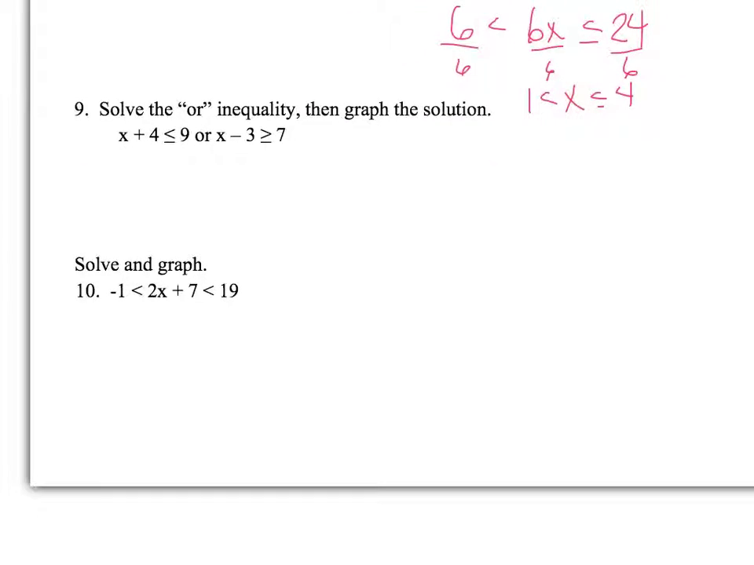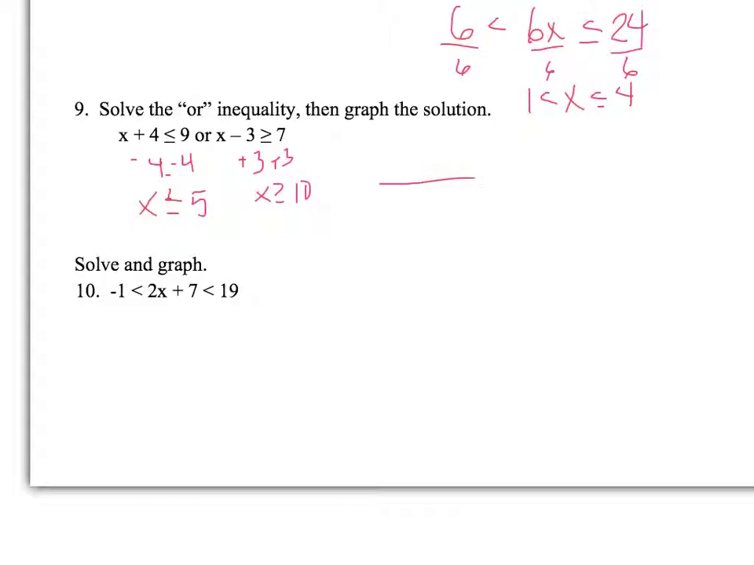Okay, number 9, it says solve the OR inequality and then graph. Okay, there is no quick way to do this. I have to solve both of these inequalities one at a time. So I'm going to start with x plus 4 is less than or equal to 9, and I'm going to subtract 4 from both sides. So that's x is less than or equal to 5. And then on the other side, add 3. So x is greater than or equal to 10.